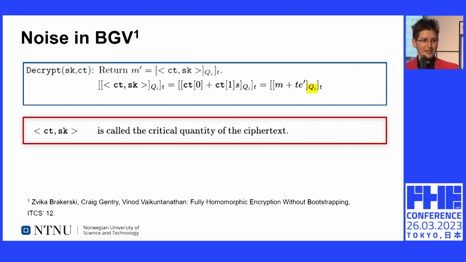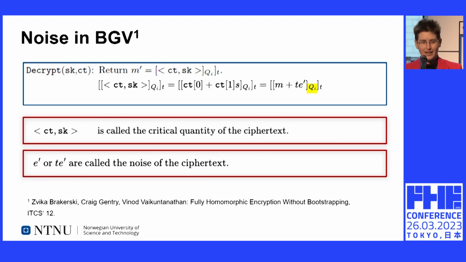This is why normally the scalar product between the ciphertext and the secret key is called the critical quantity of the ciphertext. And I hope it became a little bit clear why this quantity is critical. And e prime is called the noise of the ciphertext.